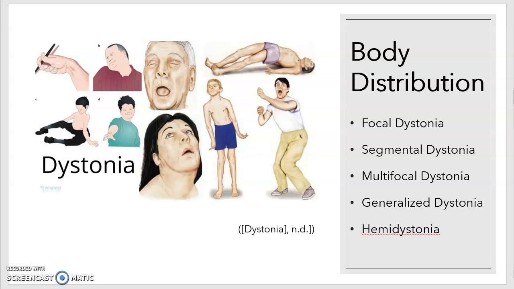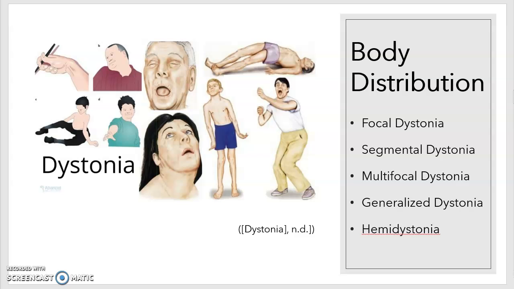Body distribution. Classifying dystonia by what region of the body or regions of the body are affected is medically important in determining a diagnosis and treatment options. For example, focal and segmental dystonias are commonly treated using botulinum neurotoxins, while generalized dystonia is often treated with medication or surgery. The main body regions affected by dystonia are the upper or lower cranial region, the cervical region, the larynx, the trunk, and the upper and lower limbs.